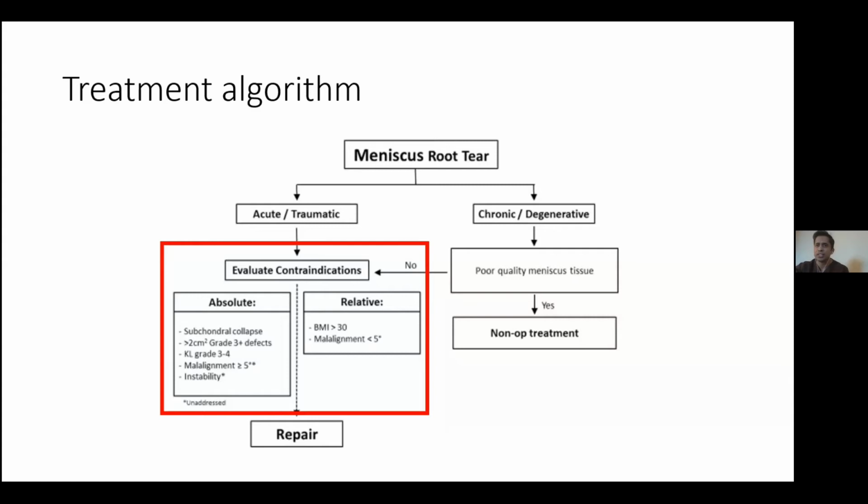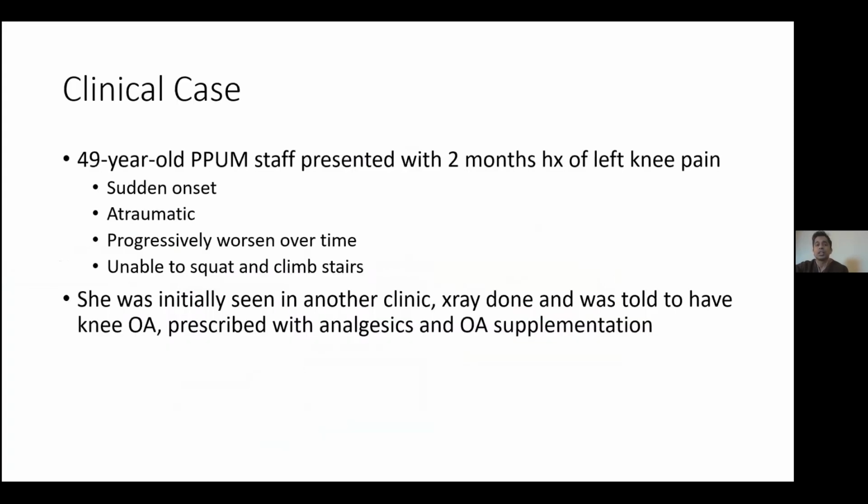However, some of the contraindications here, like BMI and malalignment, are evolving as we speak. There are recent studies showing that even in patients with higher BMI, we are able to get good results. So this is a space that is still evolving. Basically, all patients who are active, regardless of their age, are indicated for repair based on this algorithm. So finally, I'd just like to share a clinical case.